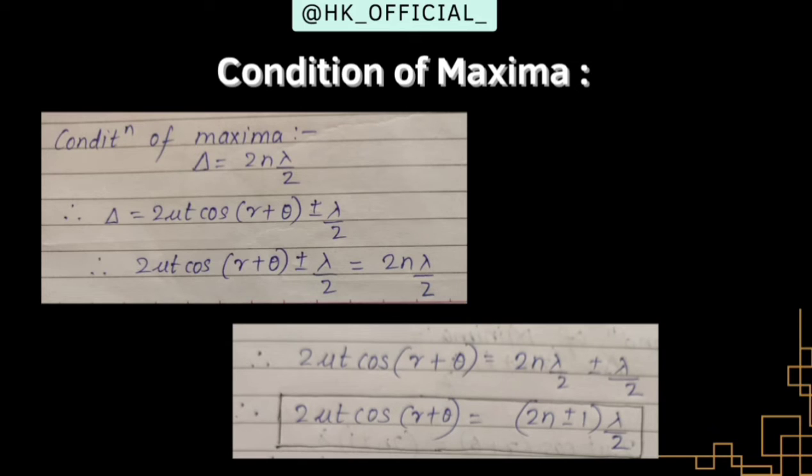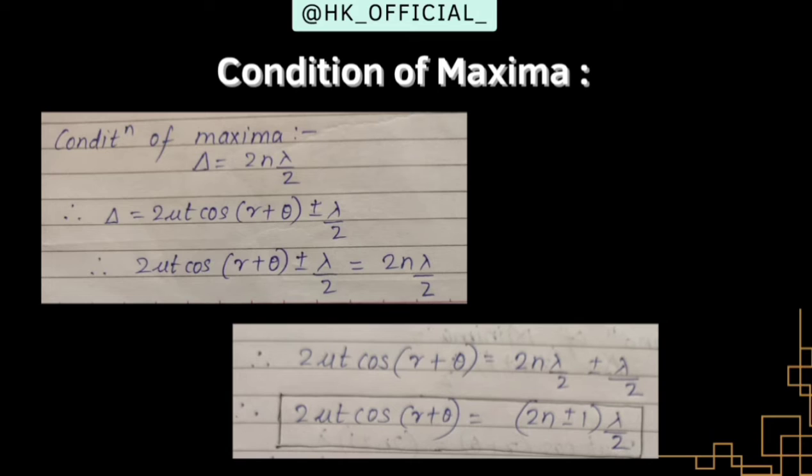So what is the condition of maxima? The same as which we have seen in interference in thin film. Delta is equal to 2n lambda by 2, or you can take it as n lambda, which is the condition of maxima. You have to consider that. Now what is delta? The path difference which we have known for this wedge-shaped film is nothing but 2 mu t cos(r + theta) plus minus lambda by 2. So just equate these both, and we will get 2 mu t cos(r + theta) plus minus lambda by 2 equal to 2n lambda by 2. Just simplify: keep 2 mu t cos(r + theta) on the left hand side, and whatever else is there, keep it on the right hand side.